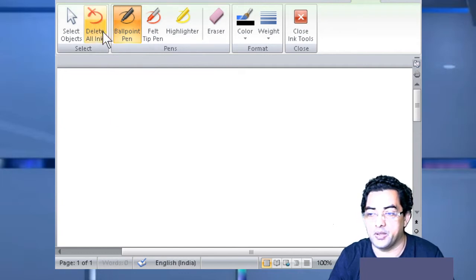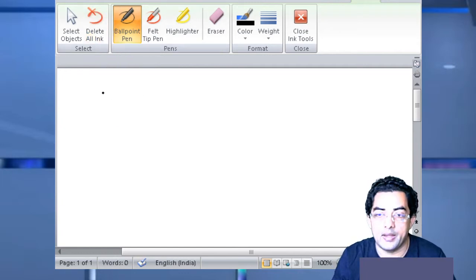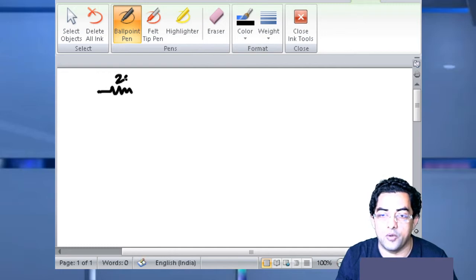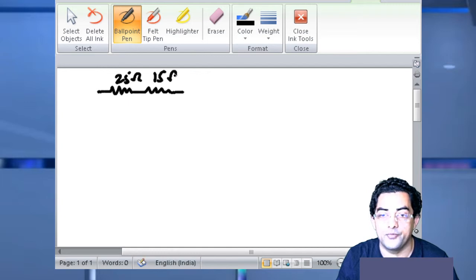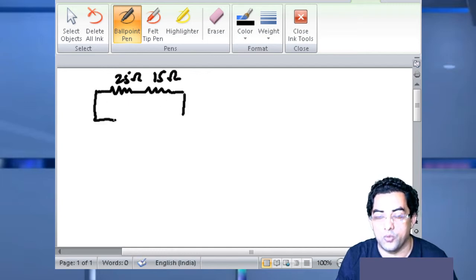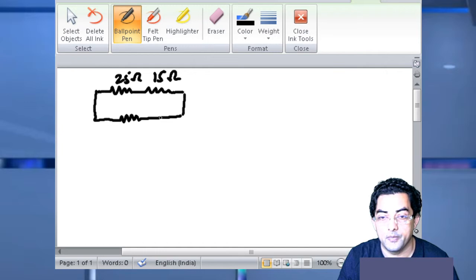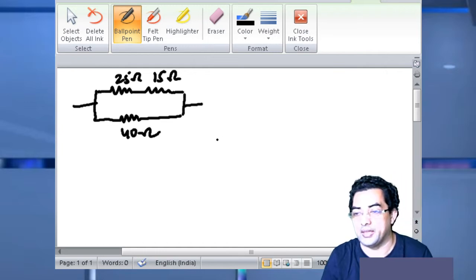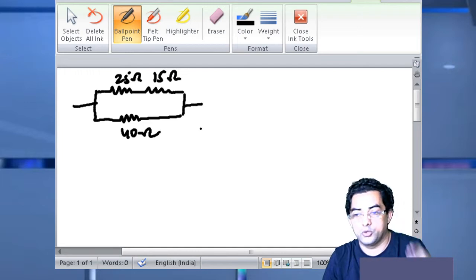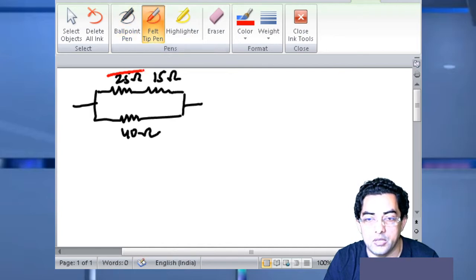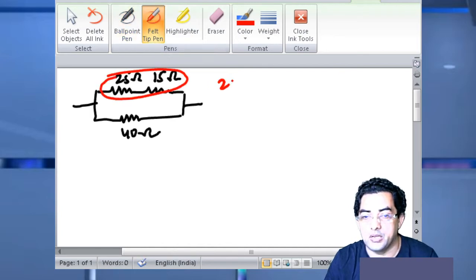Okay, so let me clean the board for you. And see, the question was like this. There was 25 ohms here, followed by 15 ohms here, and then there was a conductor with 40 ohms here. If you get a question like this, the first thing, remember, is to go by series. So these two are in series, so that will simply add up: 25 plus 15, which is 40 ohms, right?